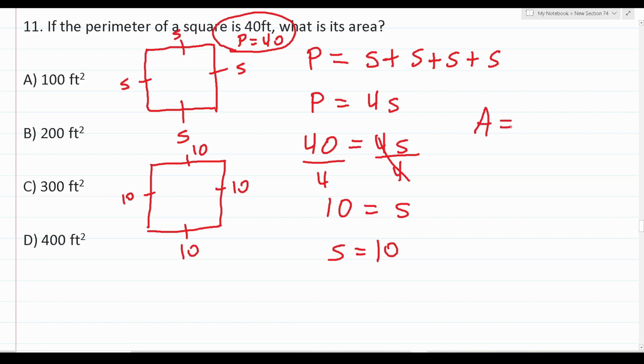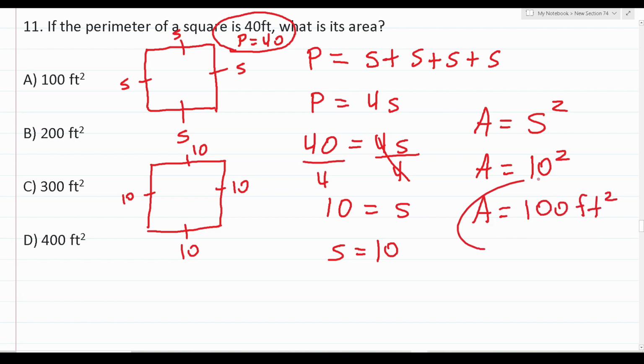Again, area of a square is side squared. We know what one of those sides is. It's 10, so this is area equals 10 squared. 10 squared is the same as 10 times 10, or 100. So the area of this square is 100 square feet, which is answer choice A. All right, so that's that one.